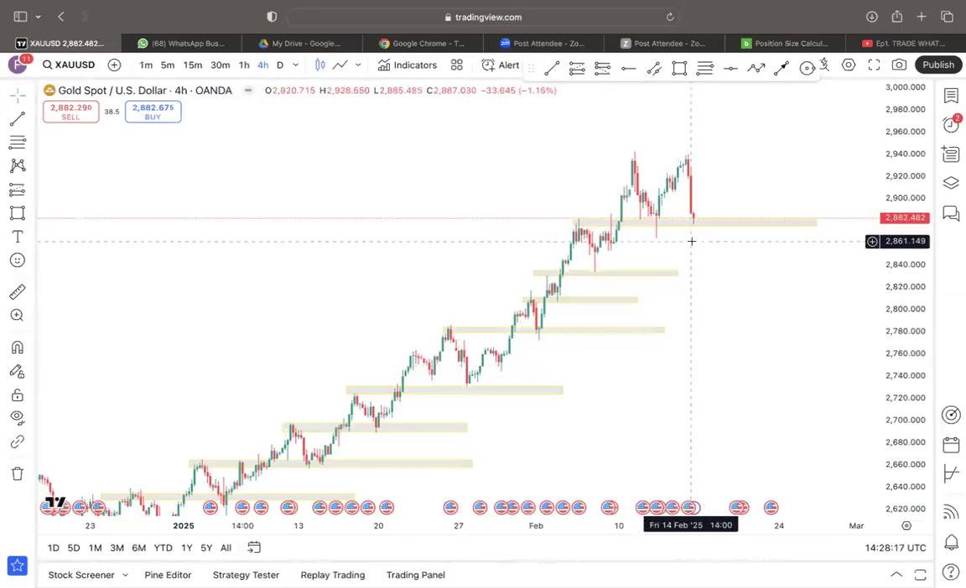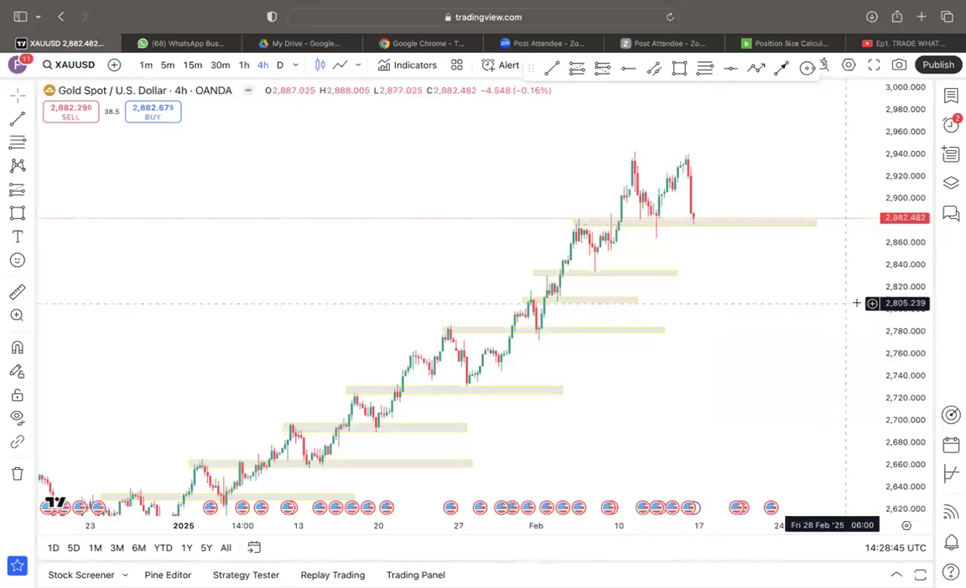At this point here, before we can say we want to start looking for buys, what is very important for us to confirm first is candlestick reaction around this side. Candlestick reaction around this side is very, very important because price is on a zone.